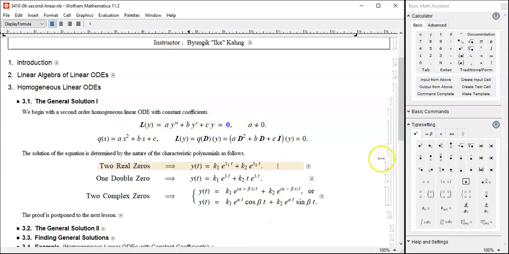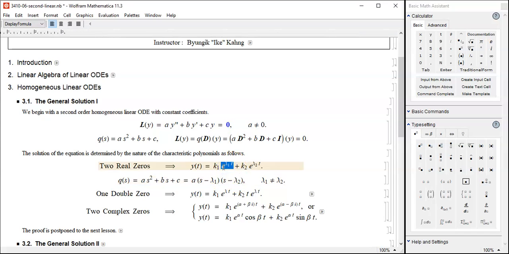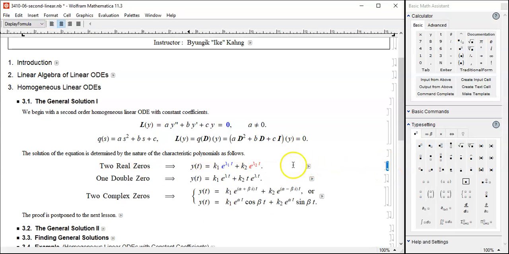Two real zeros. What does that mean? That means the characteristic polynomial can be factored like this, where lambda 1 and lambda 2 are real numbers and they're different. In that case, we have two linearly independent solutions, blue and red, e to the lambda 1 t and e to the lambda 2 t, and the linear combination of those two functions will cover the entire solution space.